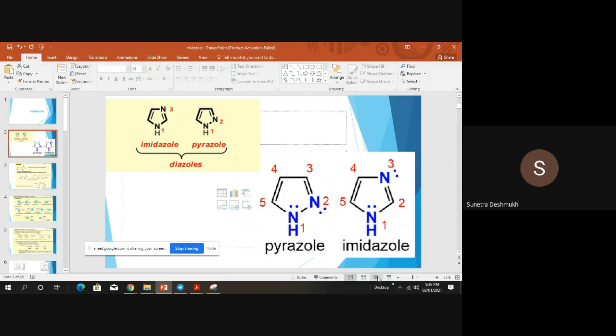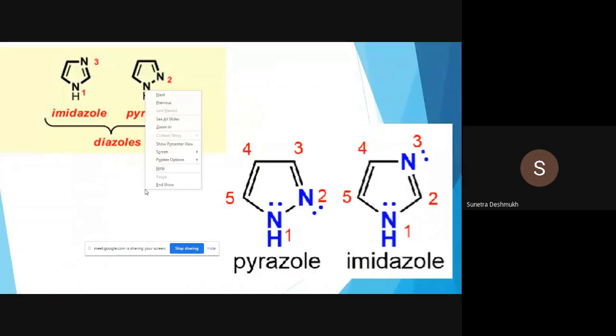How to number them, I have shown here. These two are diazoles. That means two nitrogen atoms are present in both of these heterocycles. Diazoles. One is imidazole, the other pyrazole. So how do we number imidazole and pyrazole?